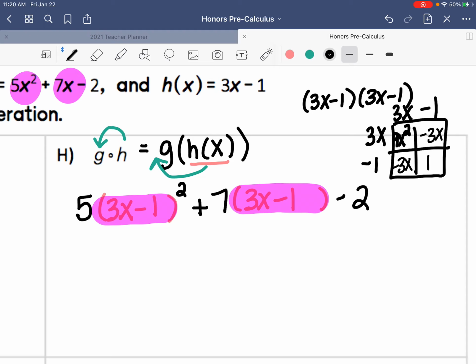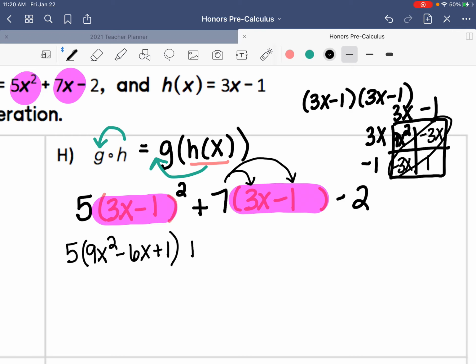and plus 1. So when I bring this back together, I have 5 times 9x squared. So I have negative 3x, and the negative 3x is going to give me negative 6x plus 1. So I multiplied that 3x minus 1 squared out. I can also distribute the 7 to the other parentheses. So this is going to become plus 21x minus 7 minus 2.